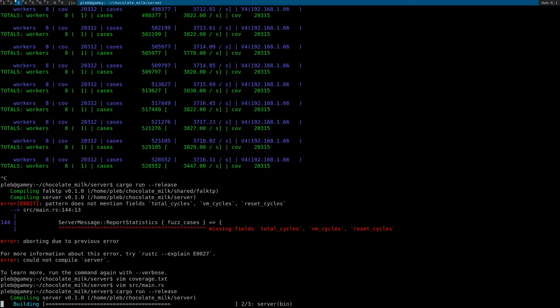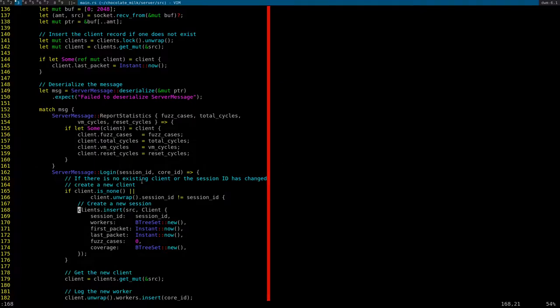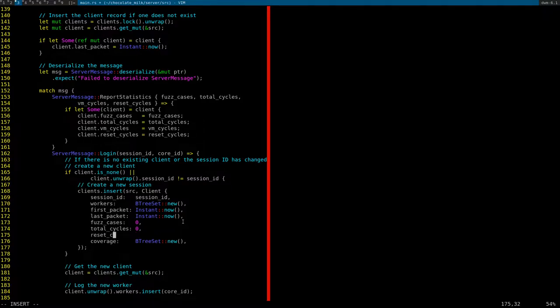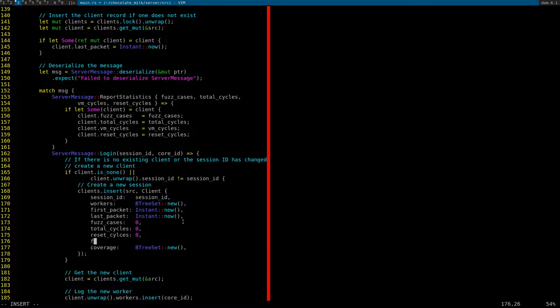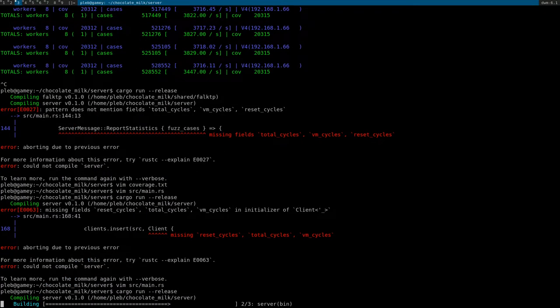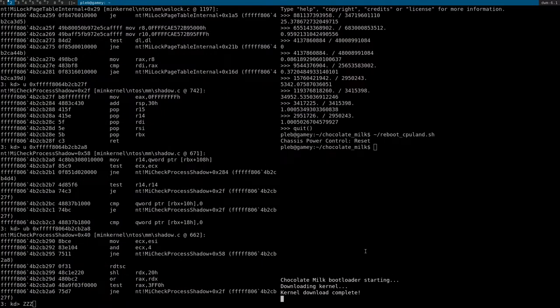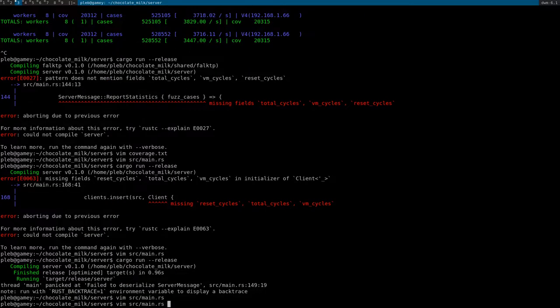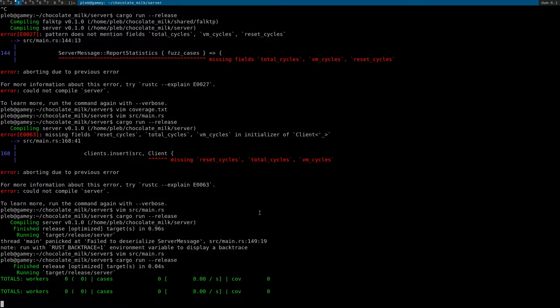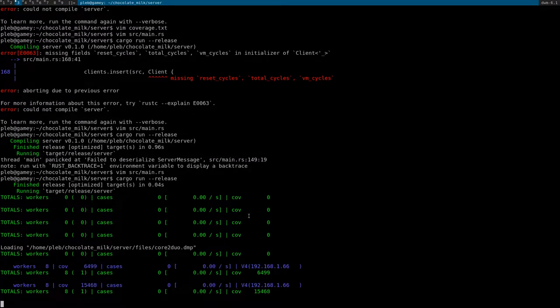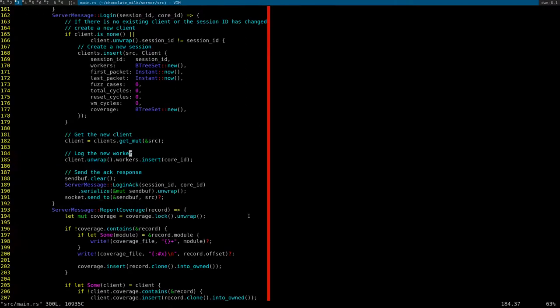Okay, so now I store that information. 168. Client doesn't have these. Total cycles. Reset cycles. VM cycles. Failed to deserialize. Yeah, because that's running the old kernel. So this should be fine. Reset. Okay. Yeah, that's working. We're just not printing those stats now.